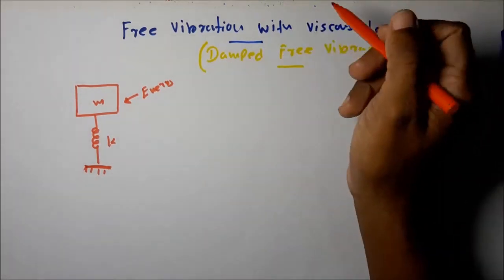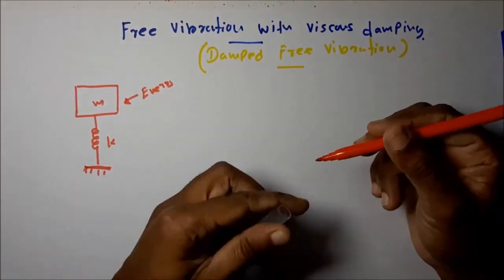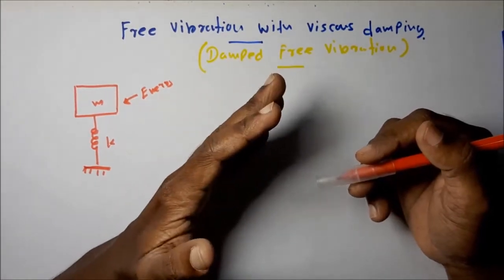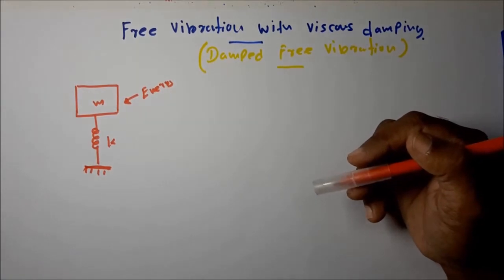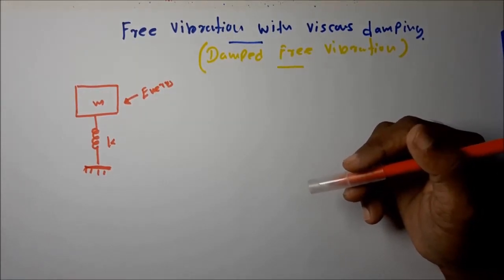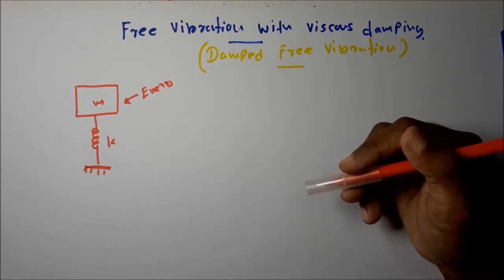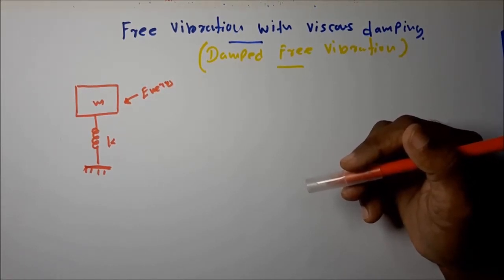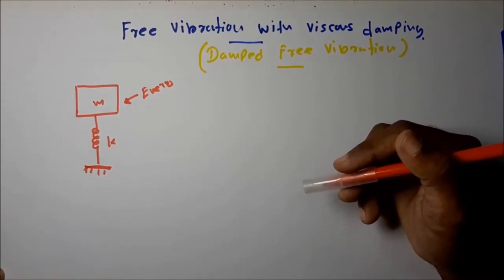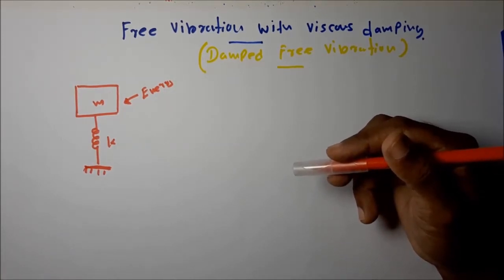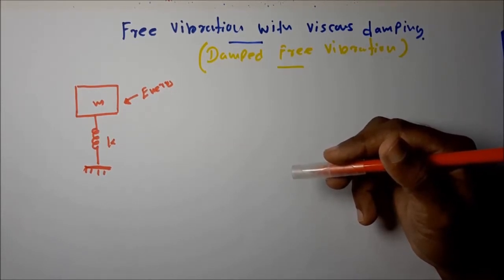Then damping. What is meant by damping? Damping means an energy dissipating method. Every vibrating system is associated with an energy dissipation method. We can categorize these energy dissipation methods, that means the damping methods, in three categories: viscous damping, friction damping, and hysteretic damping. In friction damping, the energy is dissipated due to the rubbing action between two surfaces. In viscous damping, energy is dissipated due to viscous friction.